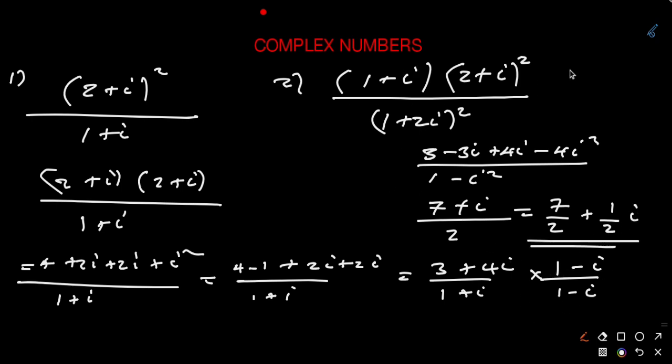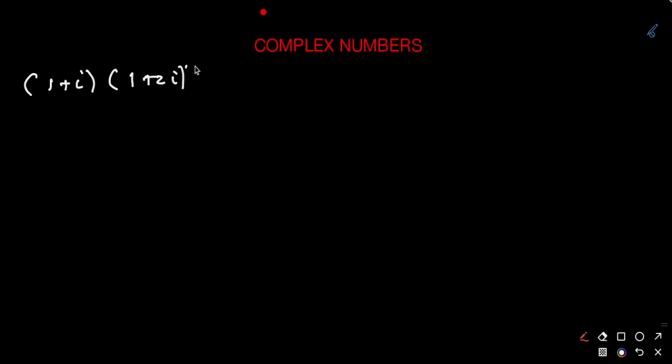Now let's try to look at this one here. So that one we have (1 + i), then we have (1 + 2i) squared, then divided by (1 + 2i) squared. So how can you go about this one here? So let me deal with the numerator part, then I end with the denominator part.